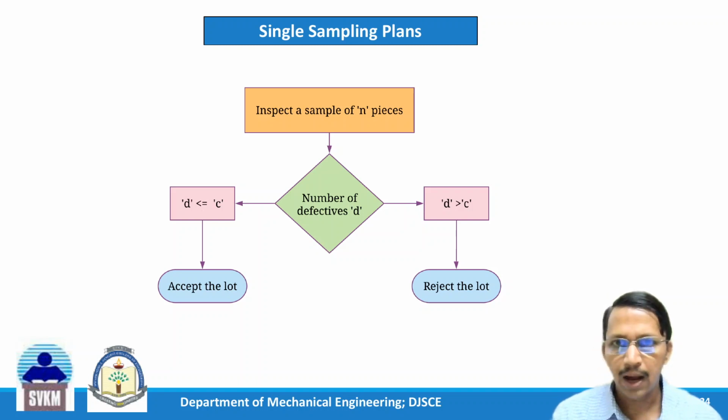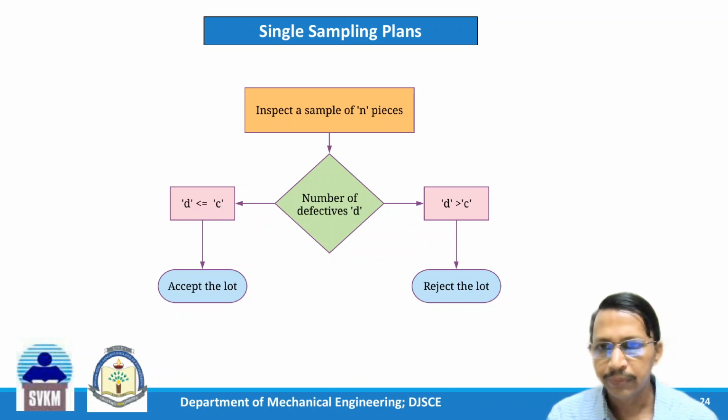Single sampling plan, it goes like this. Inspect a sample of n pieces. Let D be the total number of defectives in that sample. If D is less than or equal to C, where C is the acceptance number, accept the lot. Else, if D is greater than C, reject the lot. So this is a single sampling plan.